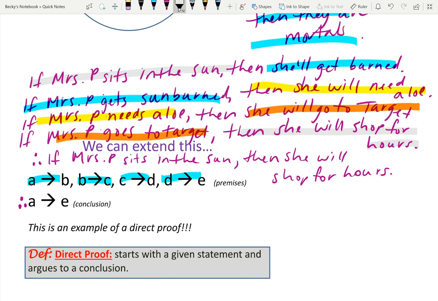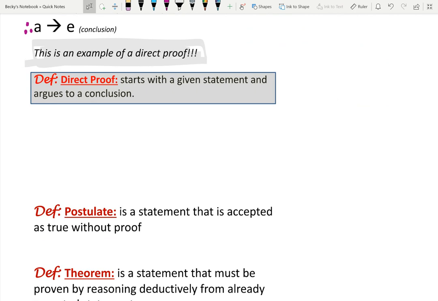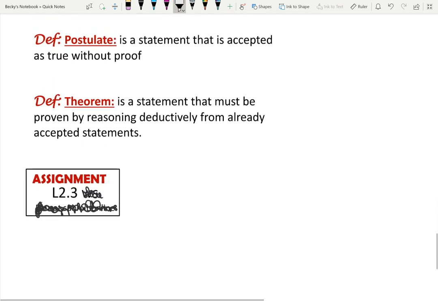Okay, so again, this is an example of a direct proof. This is where I give you a beginning statement and we argue to a conclusion, and really there's only two kinds of proof. So just remember this. There's direct proofs and there's indirect proofs. And we have one entire lesson about direct proofs, and they're very, very different, and you will be able to tell the difference.